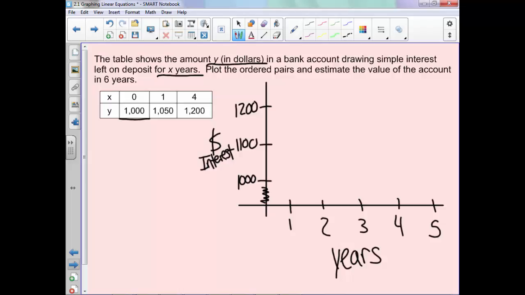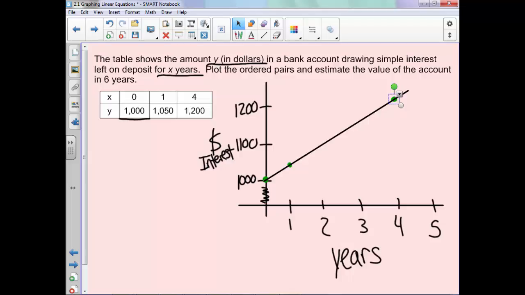So now let's go ahead and plot these different points. So 0, 1,000, 1, and then 1,050. And then at 4, we're jumping up here. So we want to get a line that goes through. So now we've got our line.